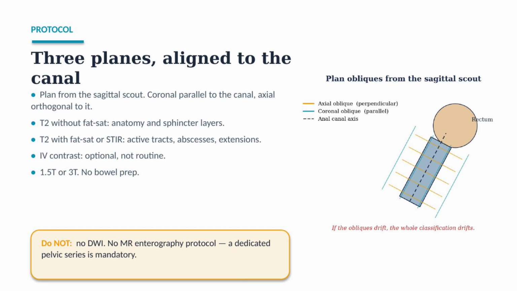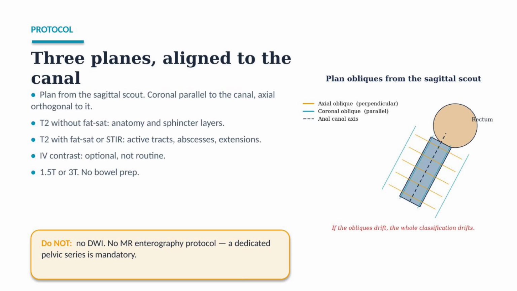3 sequences: T2 without fat sat for anatomy, the sphincter layers, and fibrous fistula walls. T2 with fat sat or STIR for active tracts, abscesses, and extensions. And IV contrast with FATSAT T1, which is optional. It separates granulation tissue from true fluid in Crohn's and confirms healing, but it is not routine and there is no consensus.